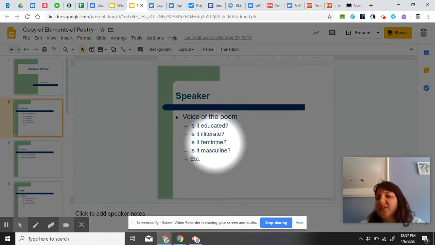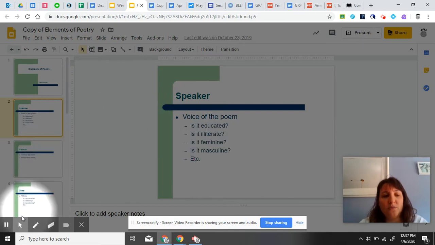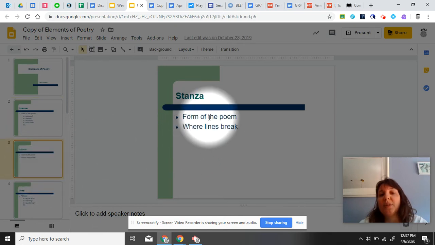Okay, can you tell if it's a feminine or a masculine voice? And who knows? But just some of the things, young or old. So just some of those kinds of speaker things that show what point of view the poem is being told from, because it's not always the poet who's telling it.